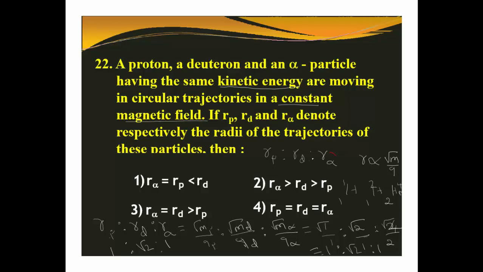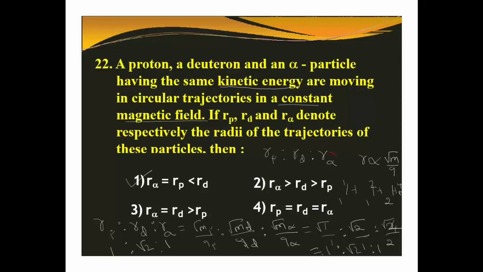So R alpha and Rp are equal, but Rp will be less than Rd. You can see the ratio: Rp is 1, Rd is root 2, so Rd is greater than Rp. R alpha and Rp are equal, and they are less than Rd, so option 1 will be correct.